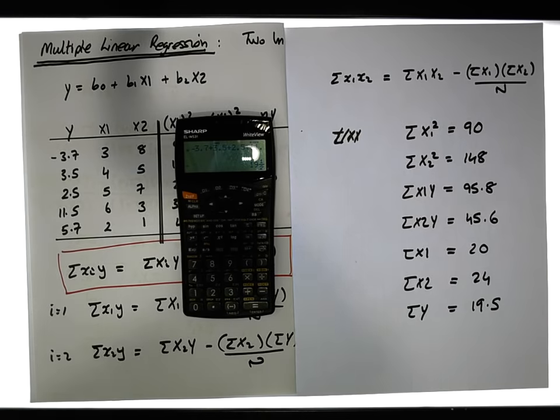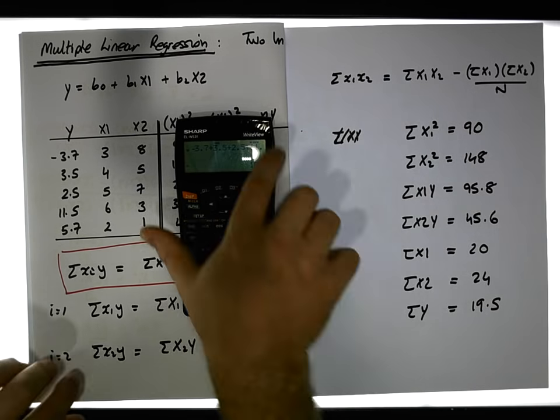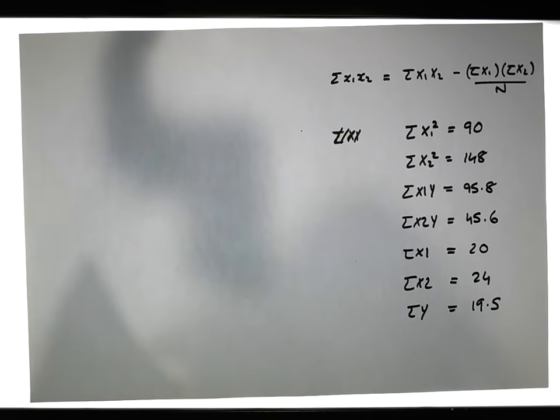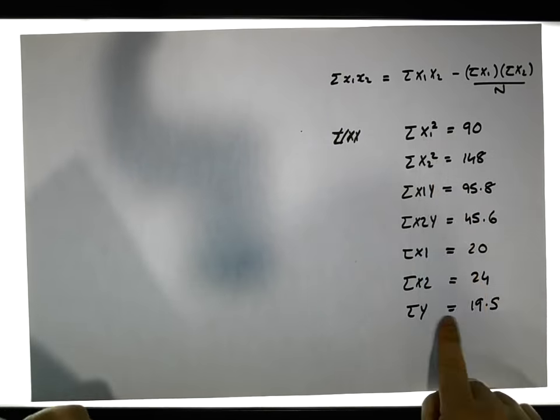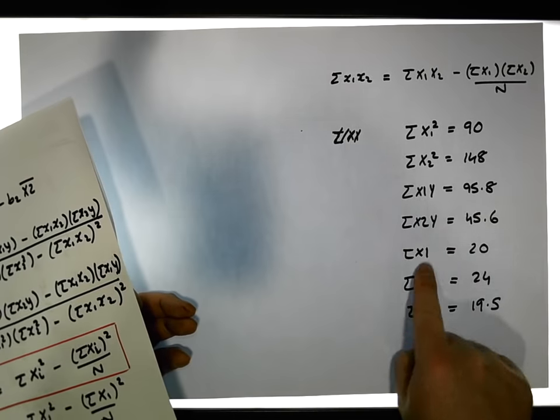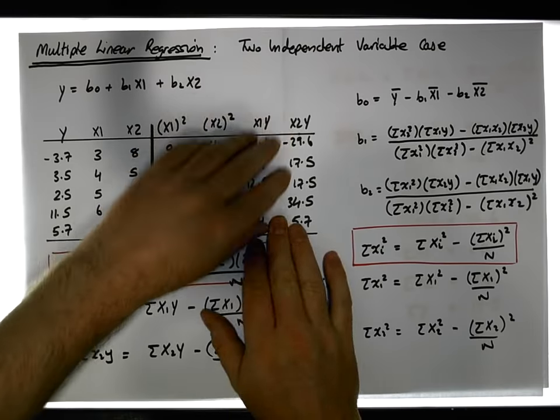Okay. So we're nearly there now. We've got all of these things calculated. What we need to do now is substitute them into our formulas. So we've calculated the squares and the cross products of the independent variables with the dependent variable and so on. And now we need to start plugging them in here.